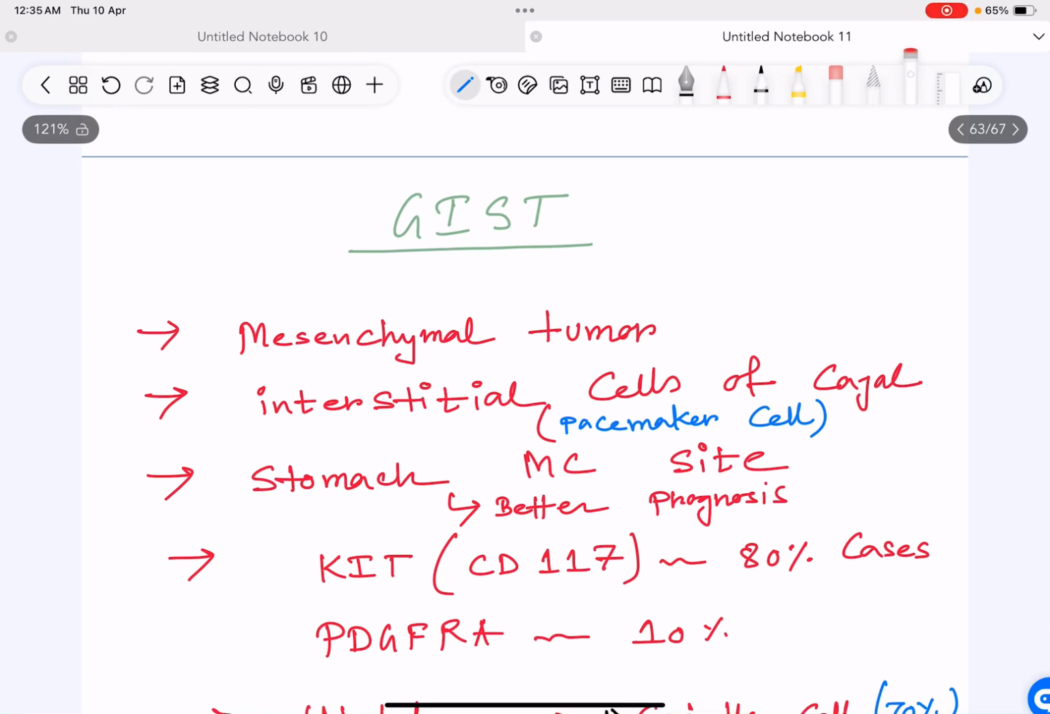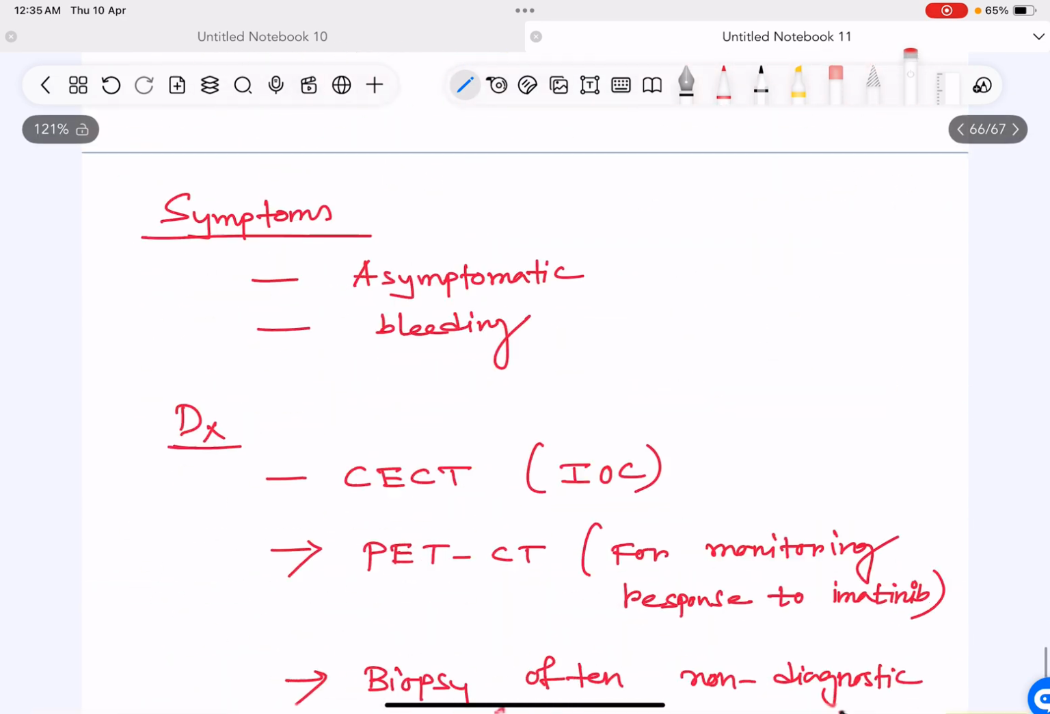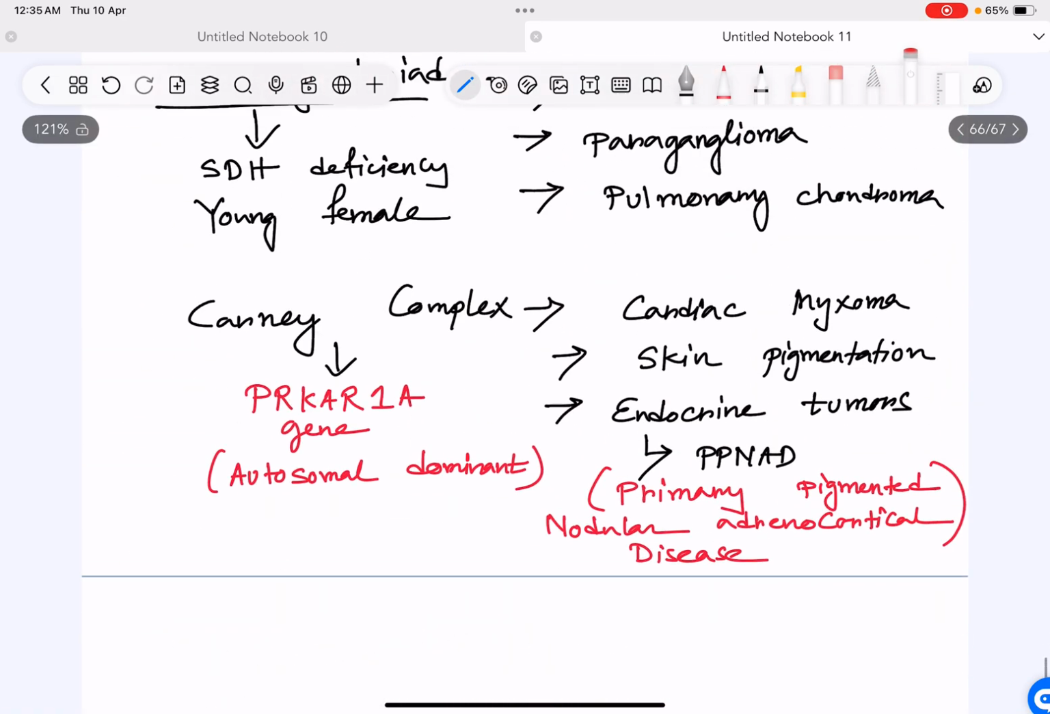Hello everyone. So today I'll be discussing the topic GIST, gastrointestinal stromal tumor. So it's a stromal tumor. That means it's a mesenchymal tumor. What are the types of tumors?